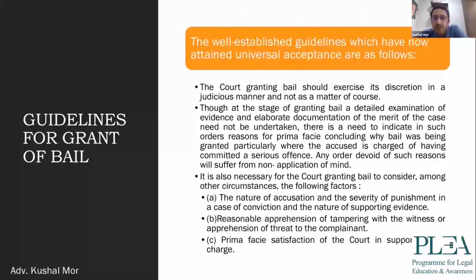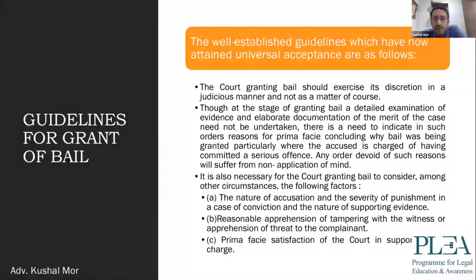Third, it is necessary for the court to consider these factors A, B, and C. Let's look at A, the nature of accusation and severity of punishment in a case of conviction and nature of supporting evidence. So A itself has three factors. First is how grave is the charge? Is it a case of murder under 302, or is it a case of rash and negligent driving under 279? You see, they are both diametrically opposite charges, and therefore the nature of accusation and the punishment. By how many years is the offense punishable? These need to be seen. Thirdly, what is the evidence that the prosecution has with it to support its charge? That also needs to be seen by the court.